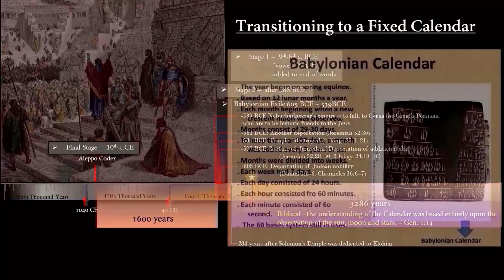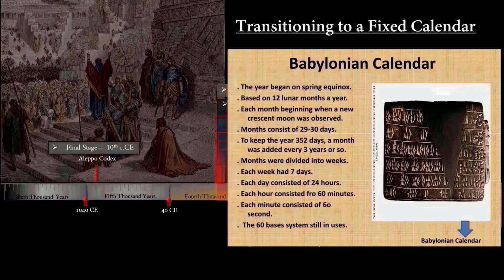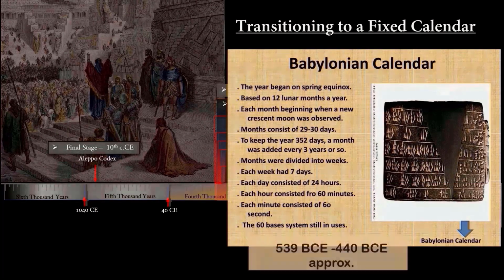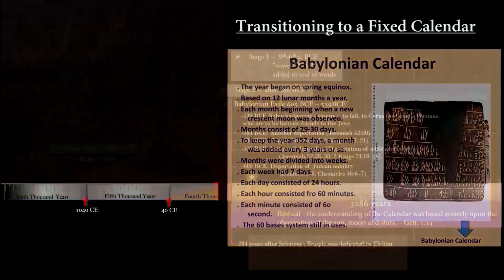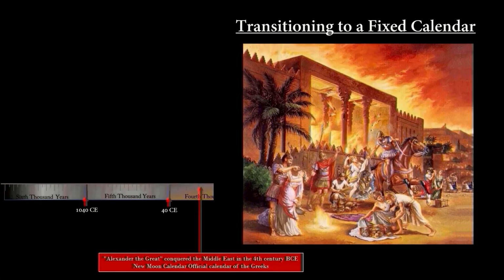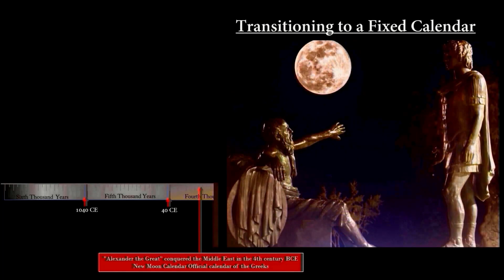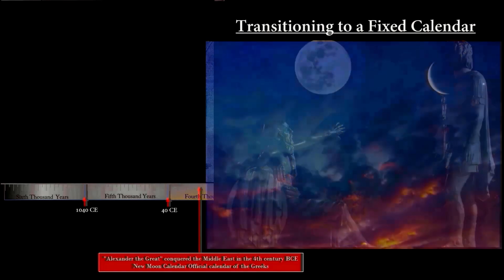So after returning to Jerusalem, the Hebrews continued to use the Babylonian calendar for about a century. But they had another influence, Alexander the Great. He also embraced a new moon calendar. It was the official calendar of the Greeks. And when he conquered the Middle East in the 4th century, he introduced his lunar calendar, and it was gradually accepted by most of the people.